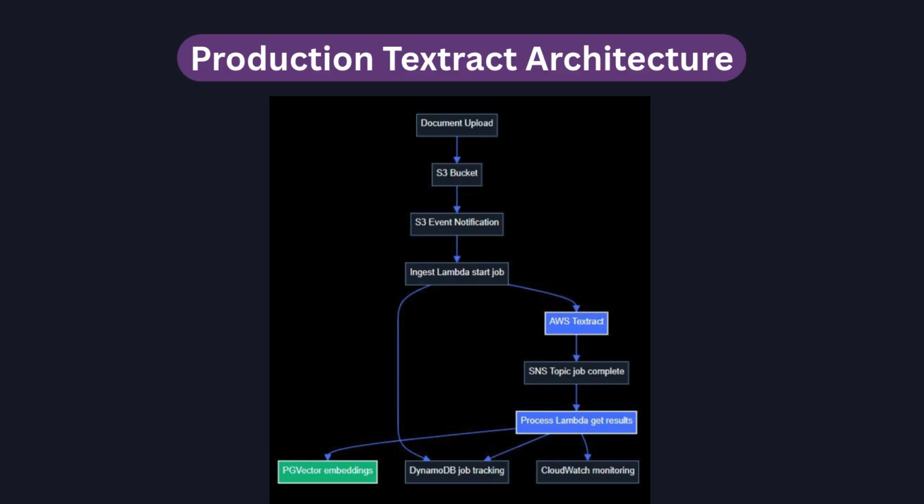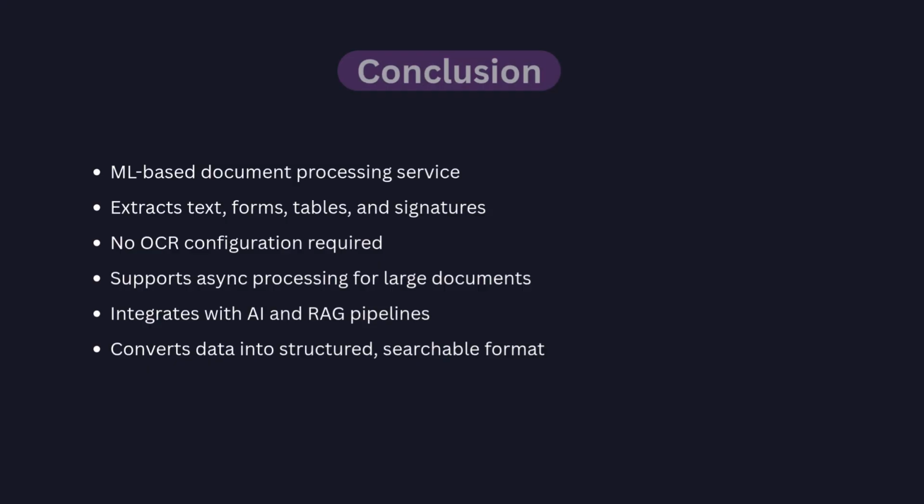This triggers another Lambda function, which retrieves the extracted results and processes them further. The processed data is then chunked, converted into embeddings, and stored in a vector database like pgvector. CloudWatch is used to monitor system performance and cost, while S3 stores both original documents and raw Textract outputs for future reprocessing. This architecture is fully scalable and event-driven, making it suitable for large-scale document processing systems.